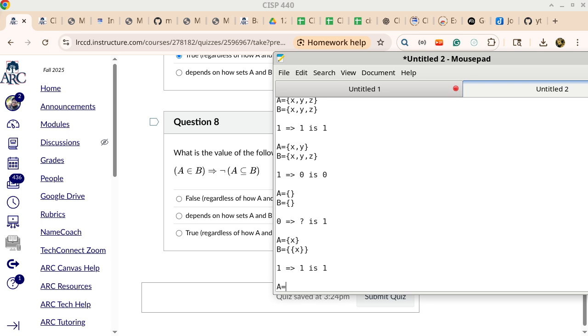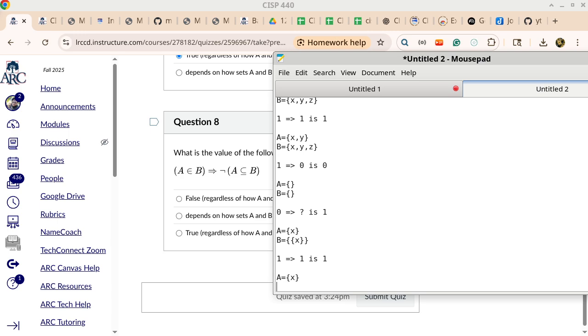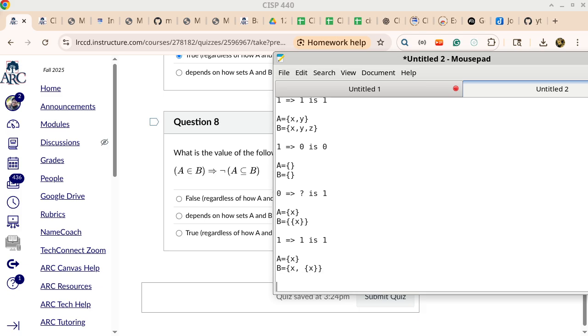All I need to do is to make a slight adjustment where set B has the element of X itself and also a set that has X as an element in it. All I have to do is to add one more element to the whole thing. So now the left-hand side continues to be true because this element continues to exist in B. So A is an element of B continues to be true. But the right-hand side is now false.